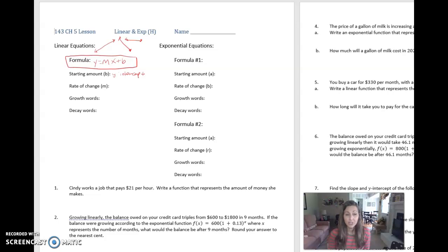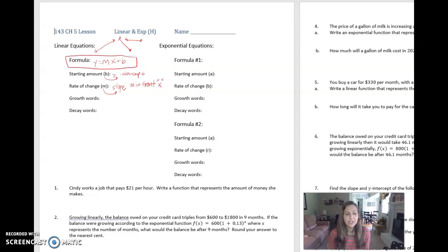M is your rate of change. It's also known as slope. That's what we are most familiar with, is the slope. Slope is the rate of change. So B is our y-intercept. It's going to be at the back. And M is our slope. Now, one thing to note about slope, slope is the number in front of x. So you're going to have a number in front of x, and that is going to be your slope. So if you look up here, notice that M is in front of x. M is your slope. X is the number of times that something occurs.